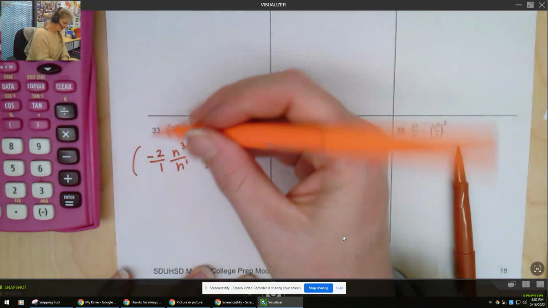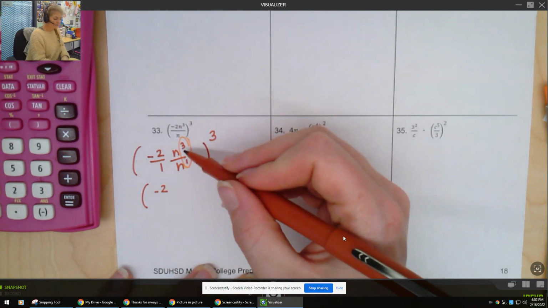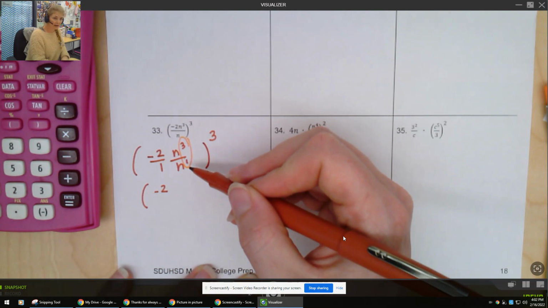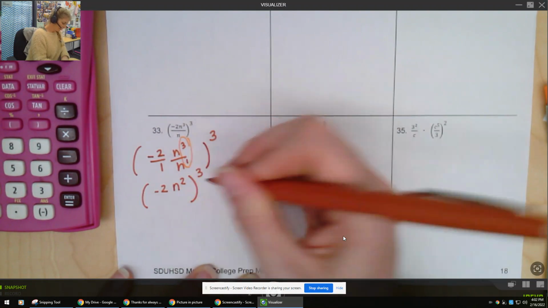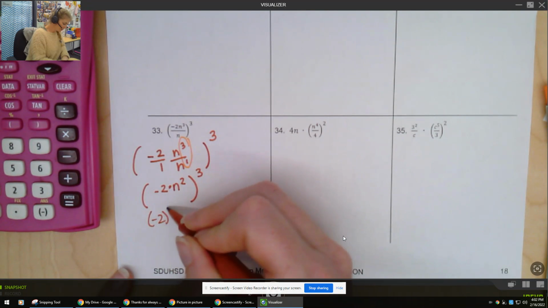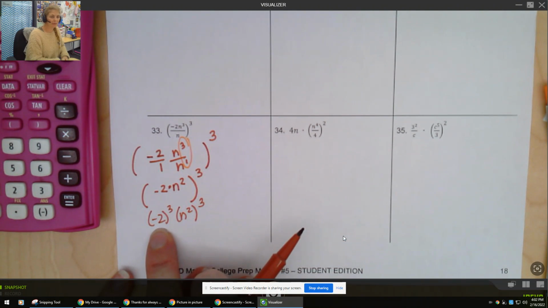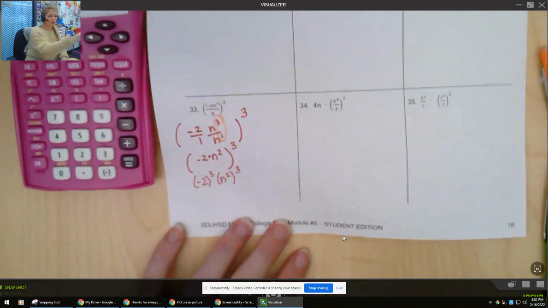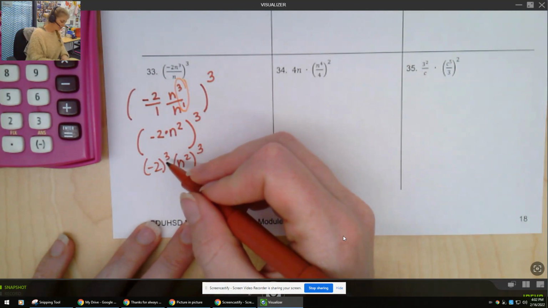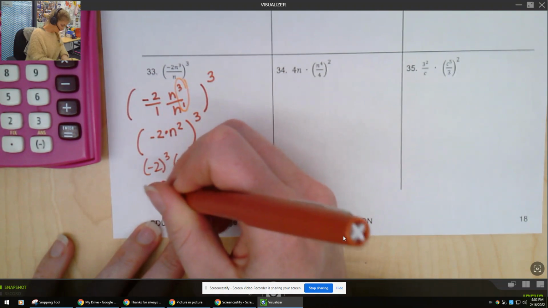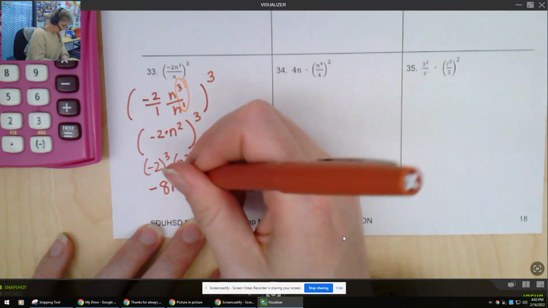If I simplify what's on the inside, this negative 2 is just going to stay negative 2. I have 3 factors of n on top, 1 factor of n on the bottom. 1 factor will cancel out, and I'll have 2 factors left on top. So now I have negative 2 to the third power and n squared to the third power. Be careful, because remember, if you have parentheses or not, it's going to change your answer sometimes if you have even exponents. Here, negative 2 all raised to the third power gets you negative 8. And n to the second to the third power, power of a power, we multiply, I get n to the 6th power.